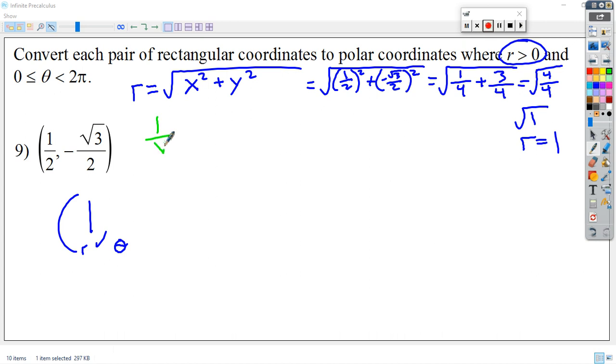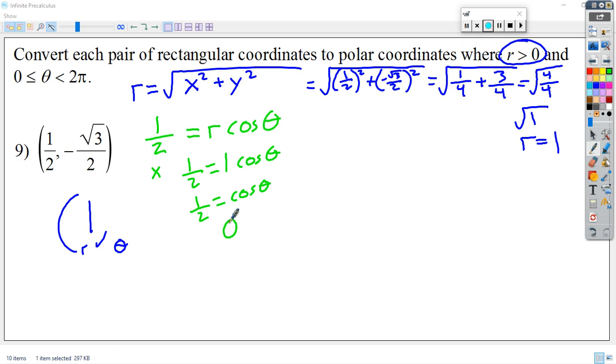So I'm going to say x, 1/2, which is x, equals r cosine of theta, which was the equation we used just a second ago. So there's my x, and we know that equals r cosine theta. Well, we just found the r. We know that the r is 1. Well, 1 times cosine of theta is just cosine theta. So you can just look at this and think, okay, well, where does cosine of theta equal 1/2? Or I could even do this.